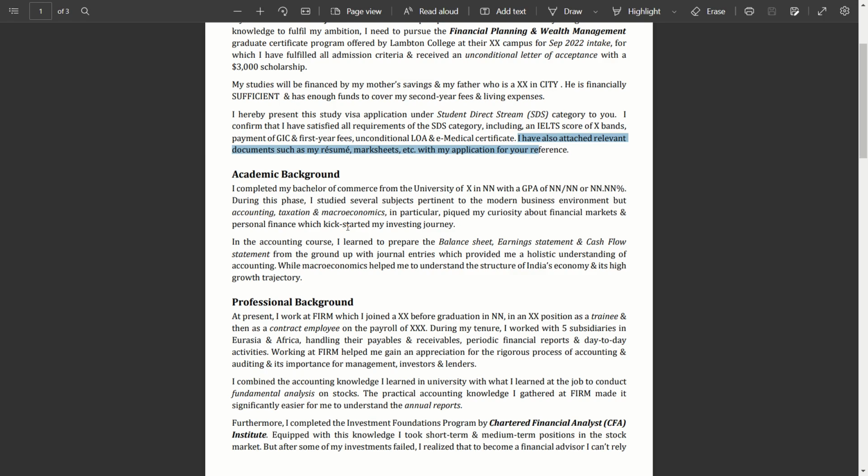tend to write a SOP like a poet or something. They try to give motivational speeches and all in there. So I don't think that is a great idea. I mean, visa officer knows that you are a student. Don't try to be an over smart person. Don't try to give a motivational speech in your SOP. Don't try to put phrases like you are a philosopher or a poet or something.